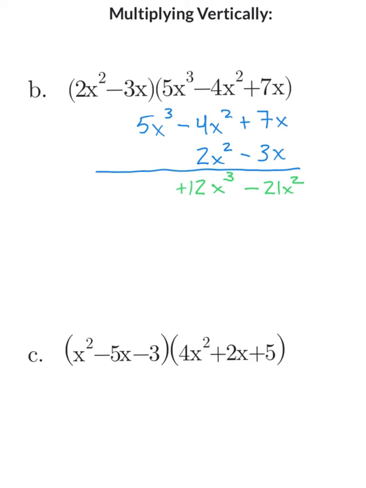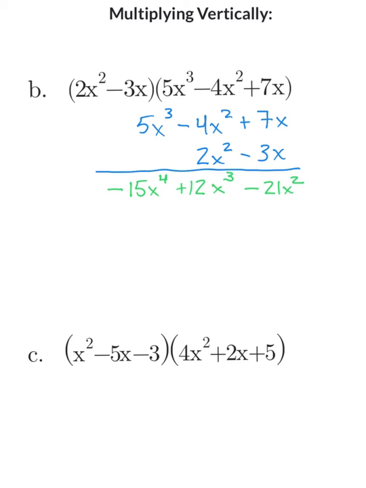And then I want to multiply my negative 3x by 5x cubed, giving me minus 15x to the fourth. Okay, then that's our first round.